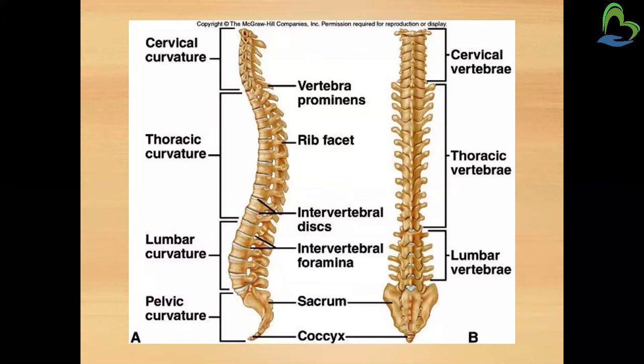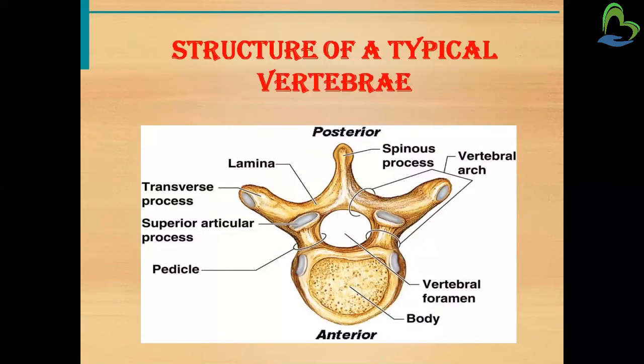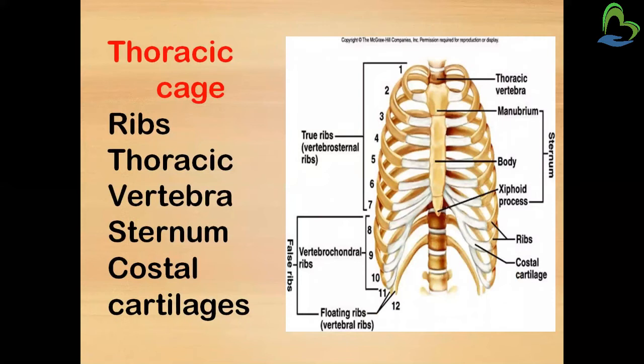Here, this is a clear picture of the different curvatures. Okay, and this is the structure of a typical vertebra. So here you can see the body, then the vertebral foramen, then the lamina, then the transverse process, then the superior articular process, then the pedicle. Okay, and this is the spinous process, then the vertebral arch, anterior and posterior, right?